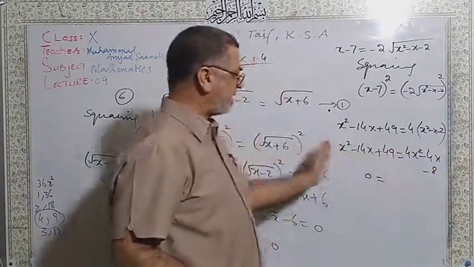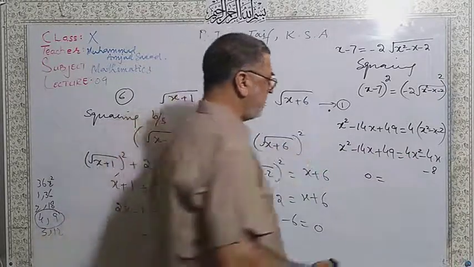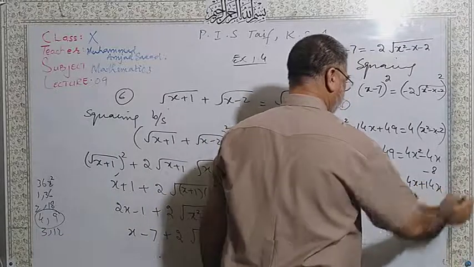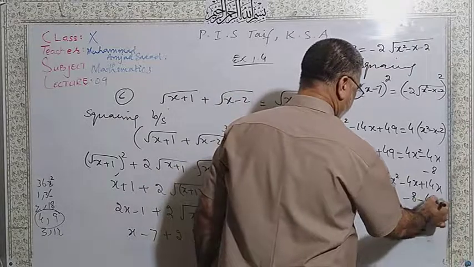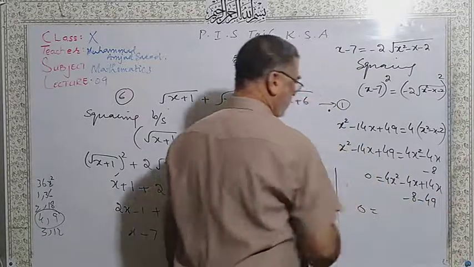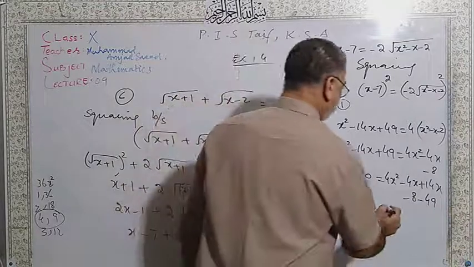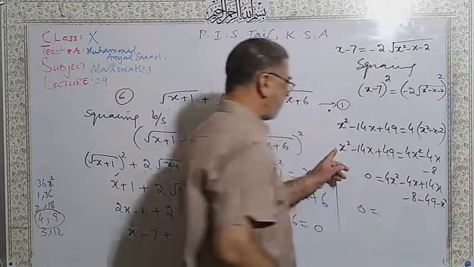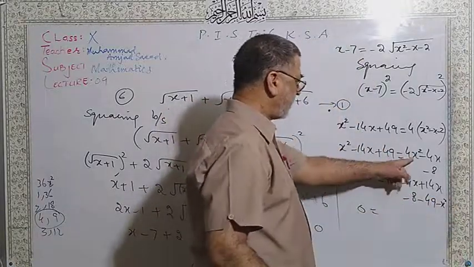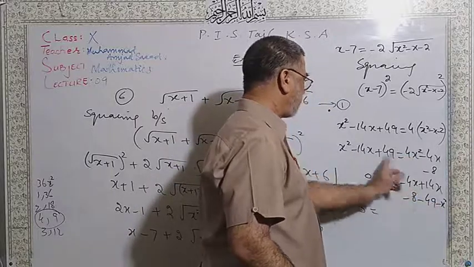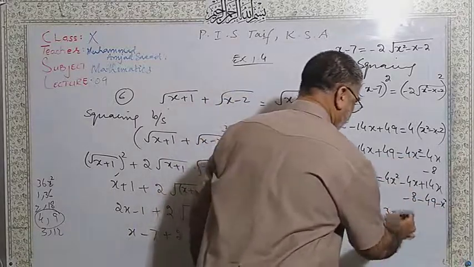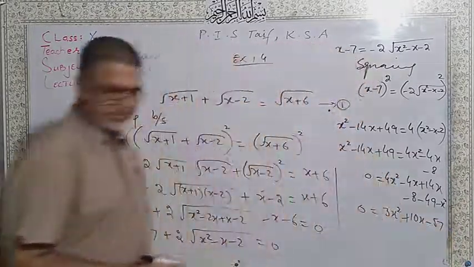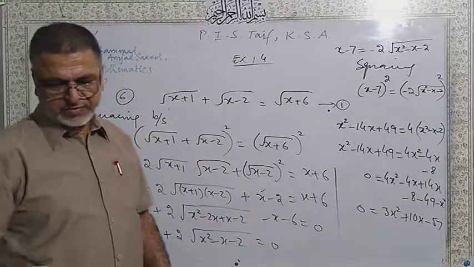This is 4x² positive, bring this term to the right hand side. We will have 4x² − 4x + 14x − 8 − 49, 0 is equal to, and then minus x². Actually this minus x² is shifted to the other side also. So 4x² − x² − 4x + 14x. Okay, this is 3x² + 10x − 57, minus 57.